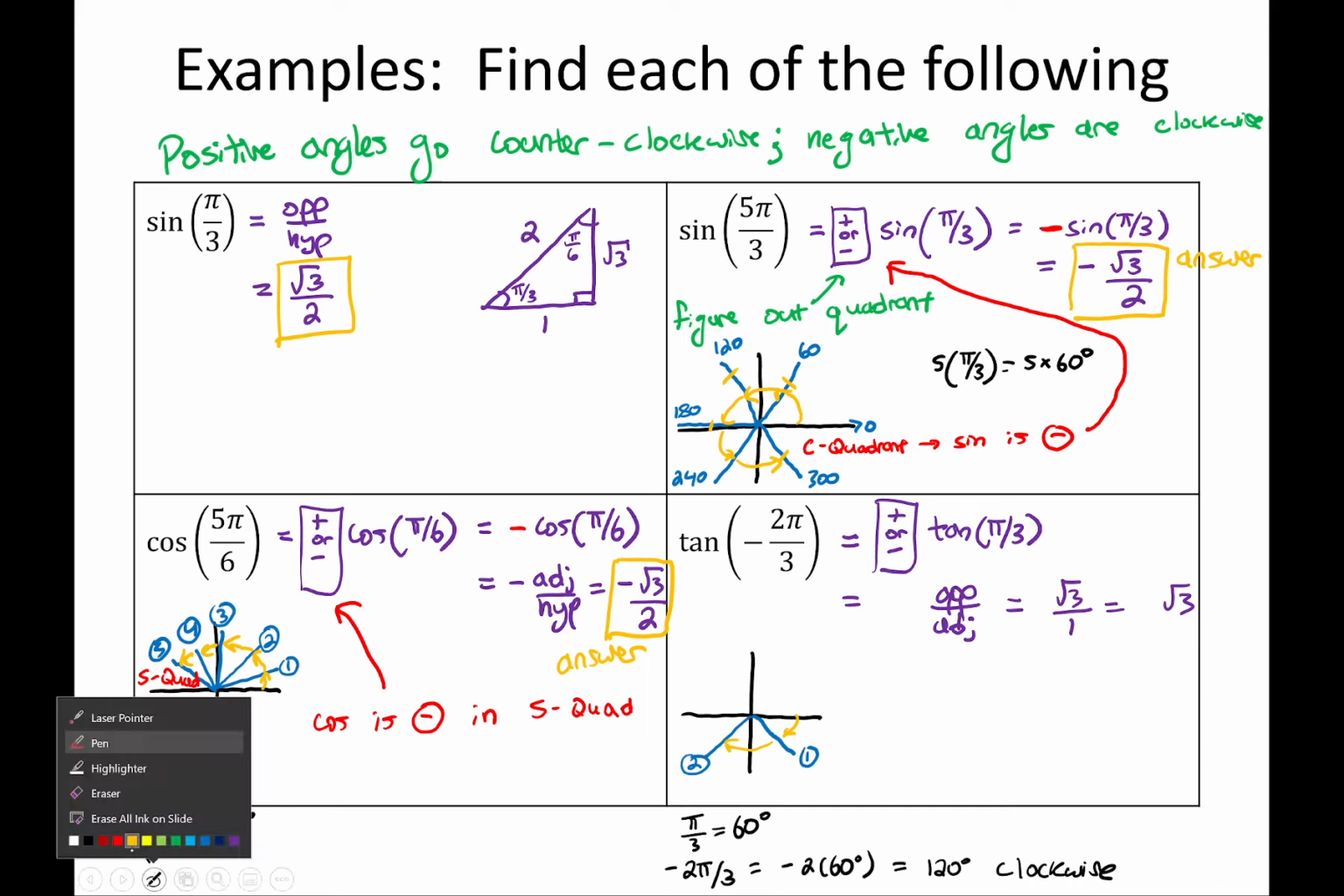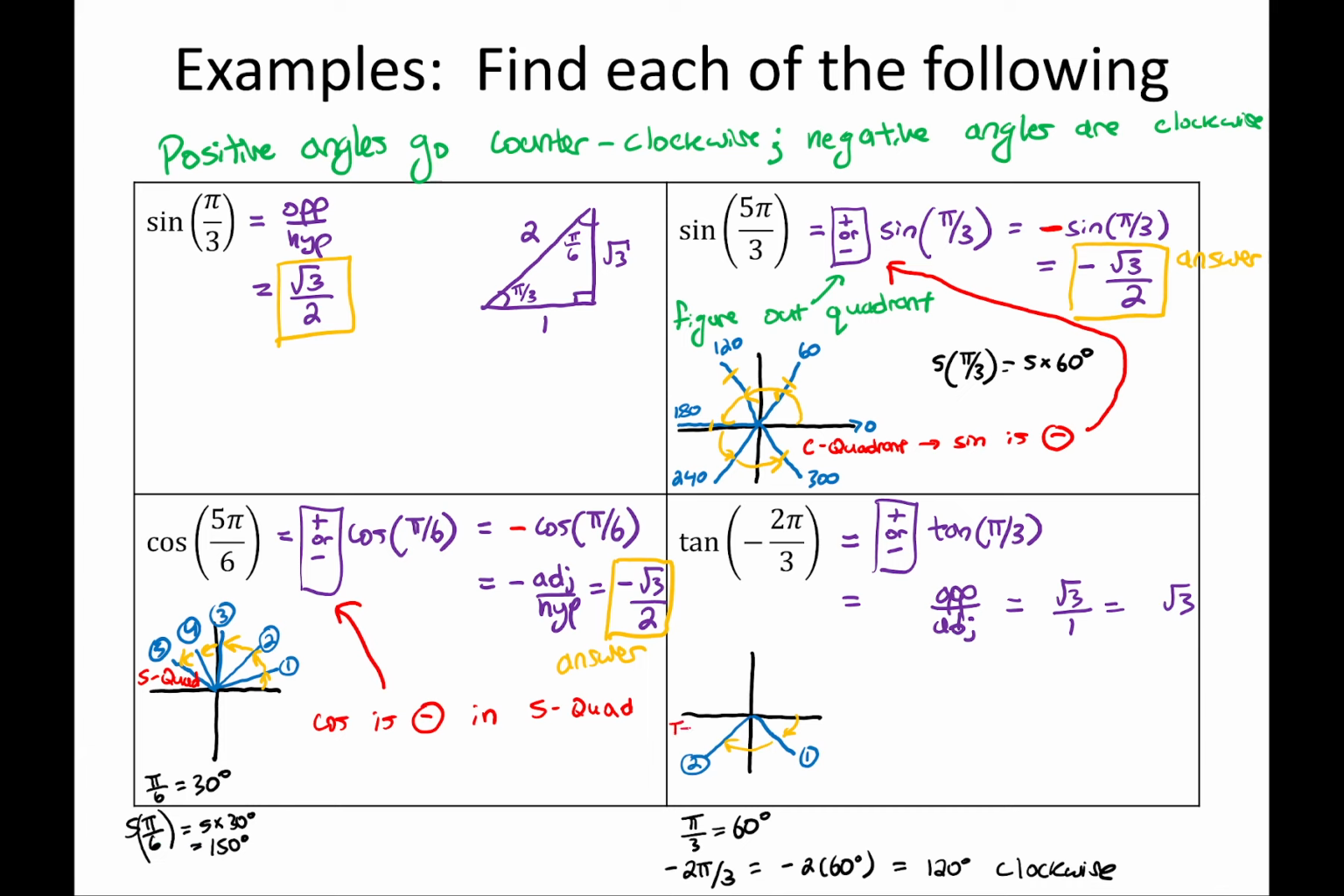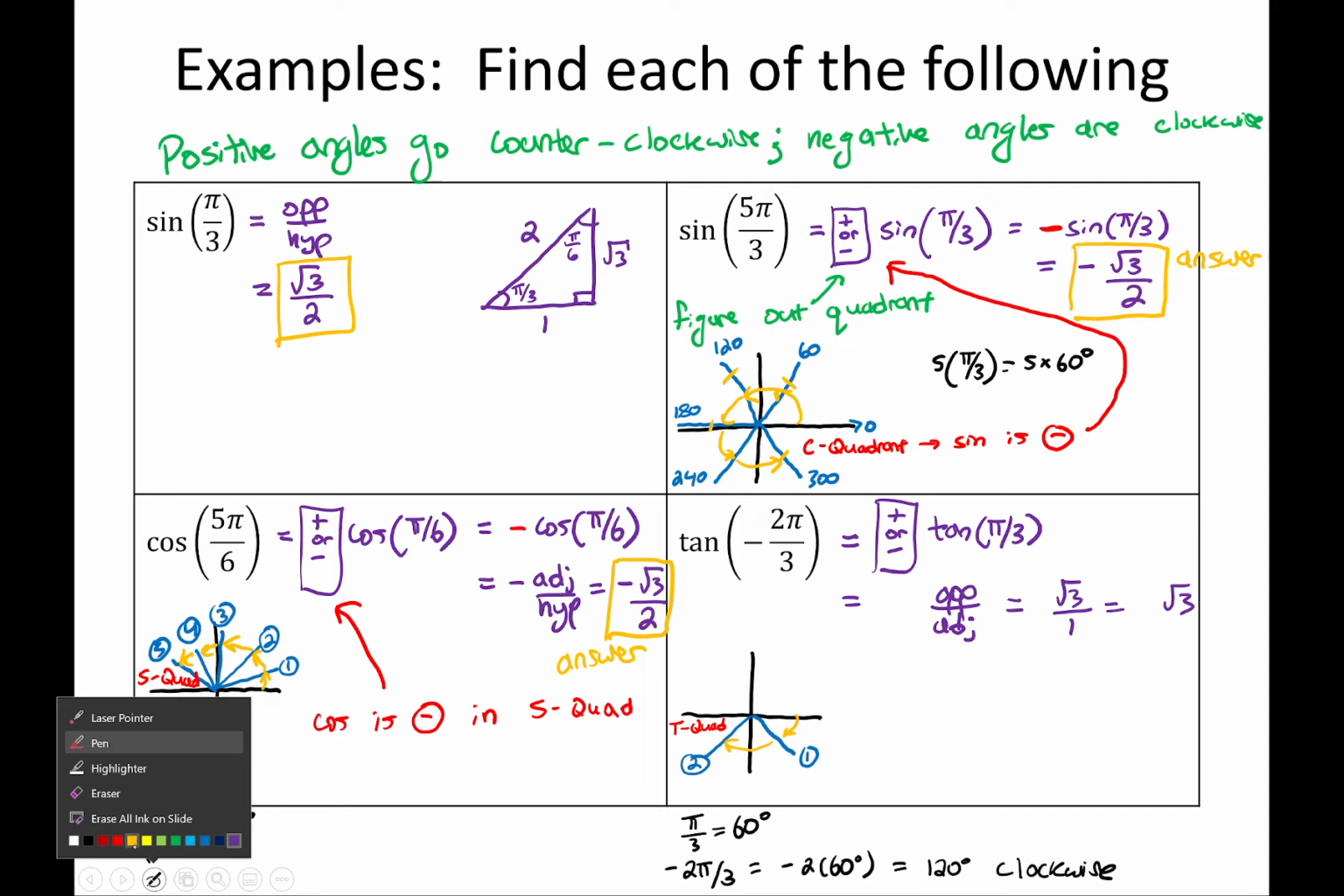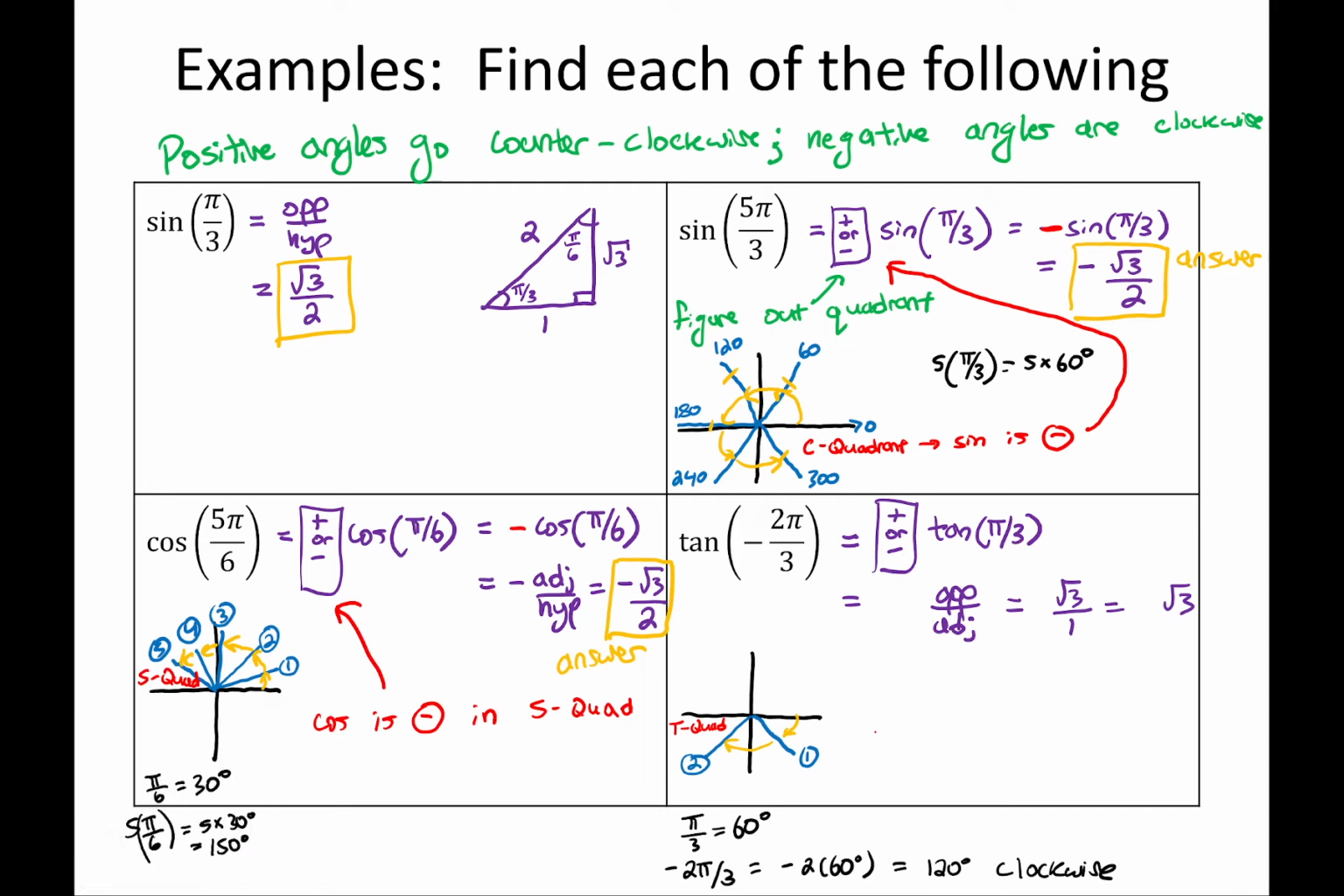So we're in the T quadrant. So in the T quadrant, the tan function is positive. So we're going to have a plus sign here, plus. So our answer is just root 3.